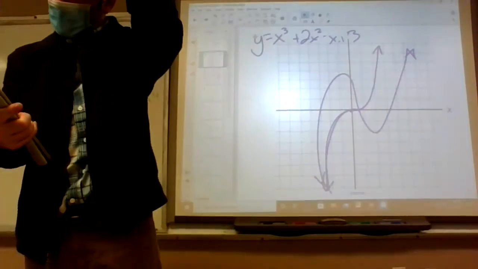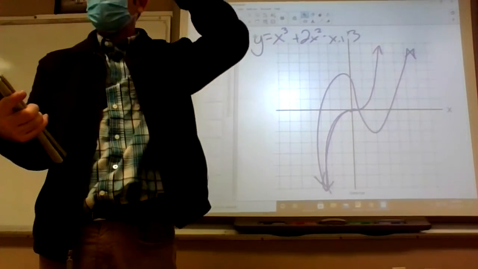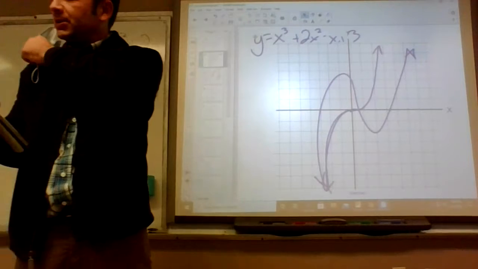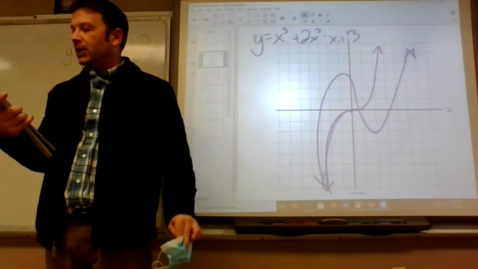Number 1. It says, describe the translations, that means the movement, of the graph of y equals x squared or y equals x cubed that produced the graph. Okay.